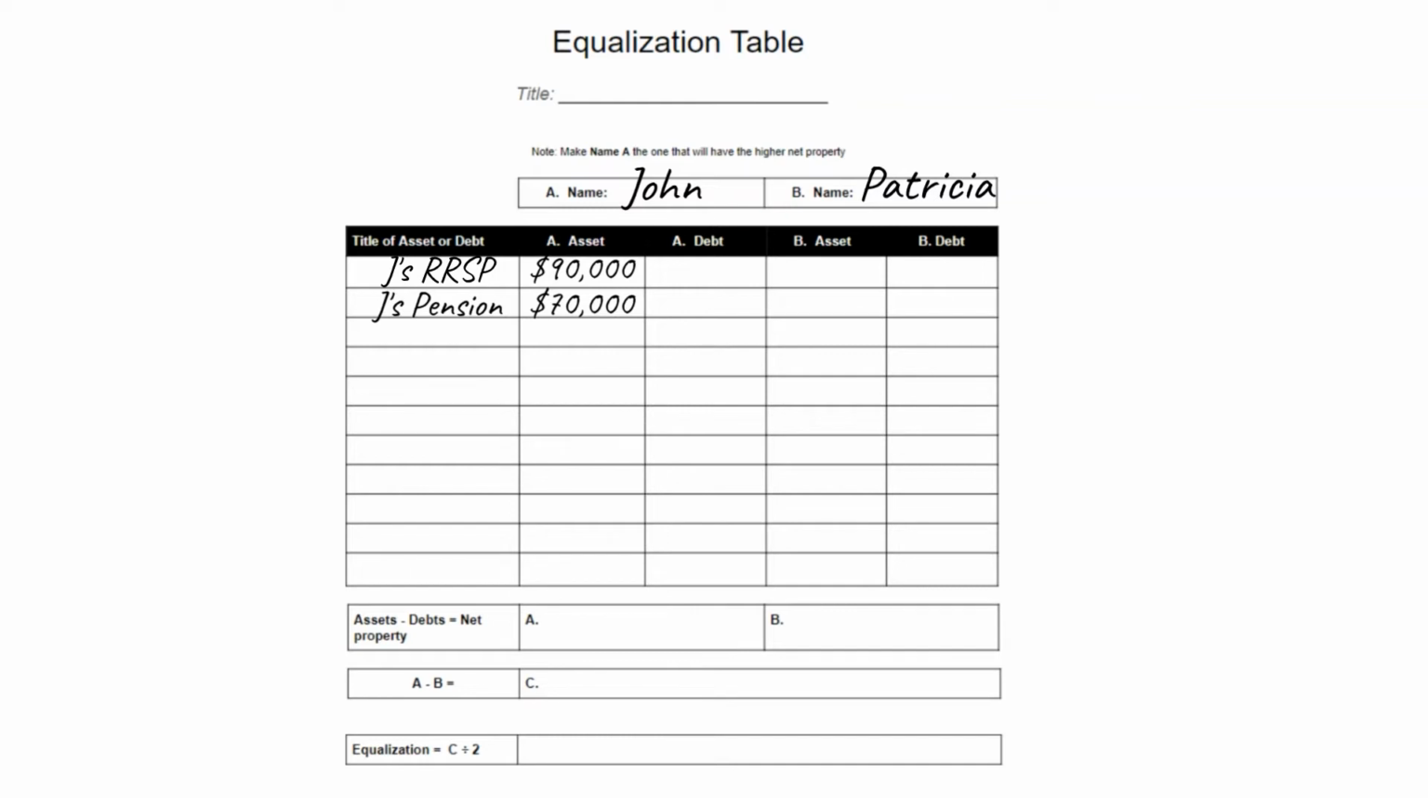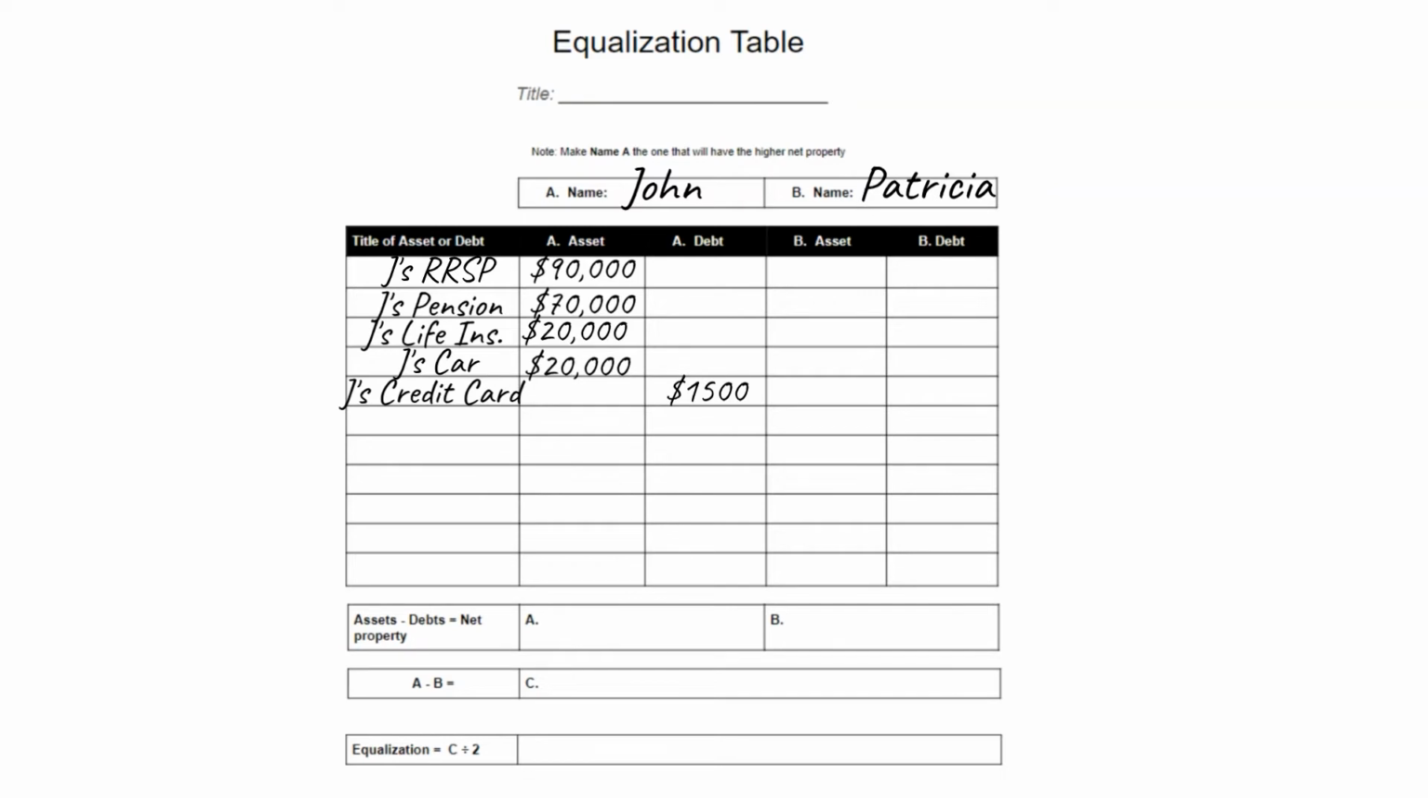Next, John has a whole life insurance policy that his parents bought him before he was married. It had a cash surrender value of $5,000 when he married Patricia, and is worth $25,000 on the date of separation. So we'll assign the net increase of $20,000 to John's asset column. John has a Honda Civic and it's worth $20,000. He didn't have it on the date of marriage and there is no money owing on it. We'll assign $20,000 to John's asset column. John has a credit card with a balance of $1,500 on it, so we'll assign that to his debt column.